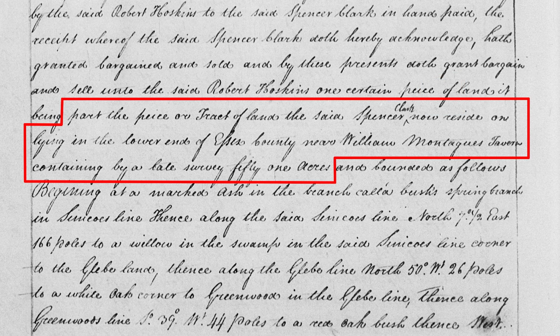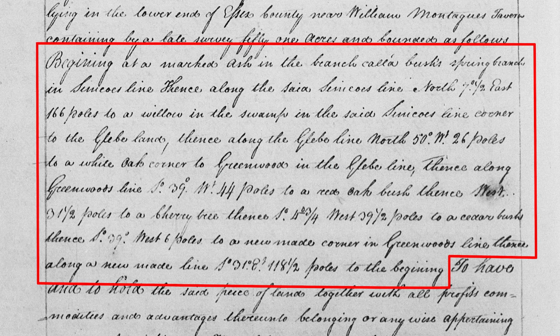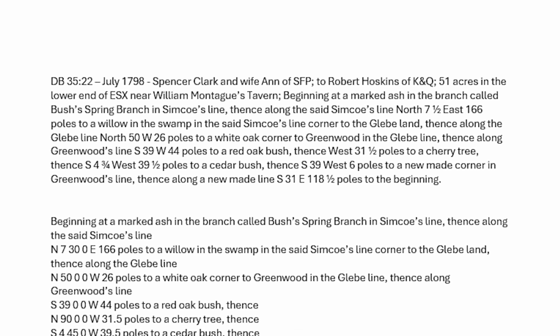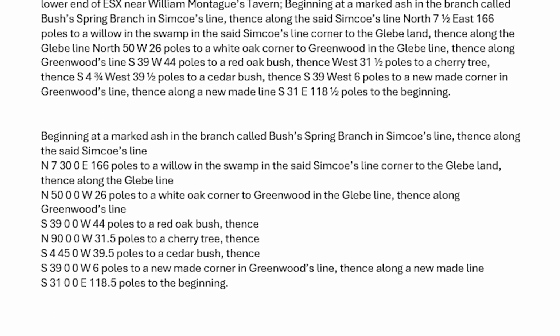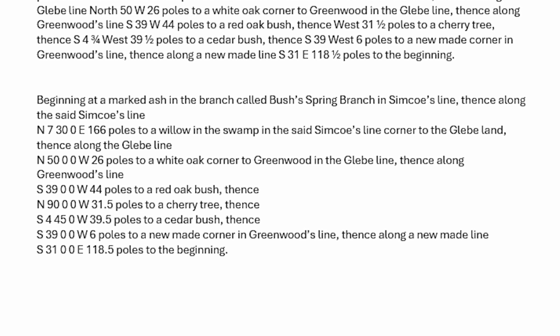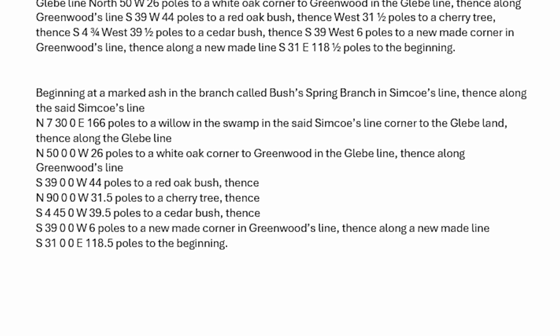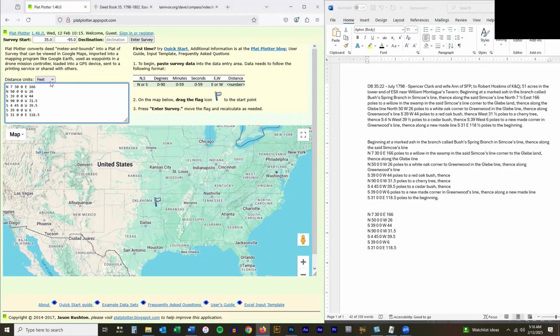I also record the acreage and any description of that acreage found in the deed, and then transcribe the survey calls exactly as written. After that's done, I make a duplicate of the survey calls and break them out line by line. I also convert the compass directions and distances found in the survey calls into the format used by the application Plat Plotter, which I'll use to generate the survey outline.